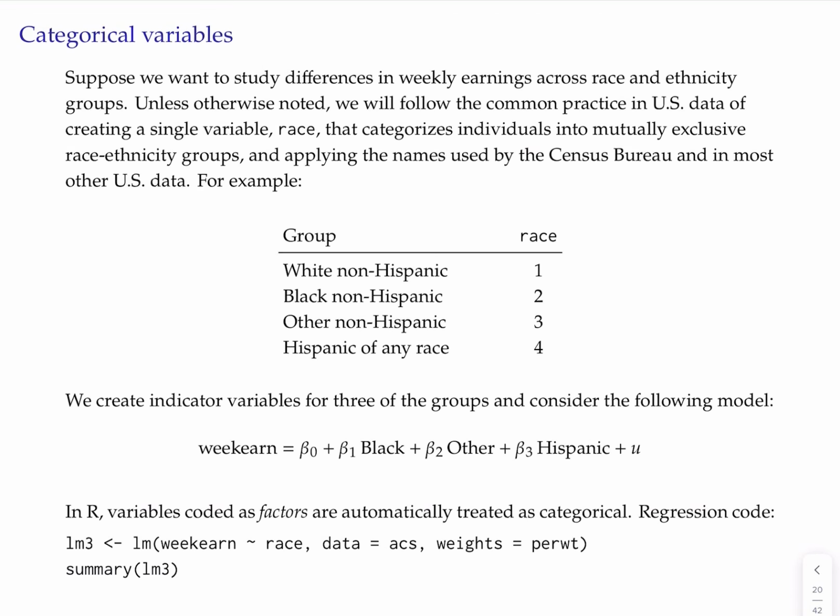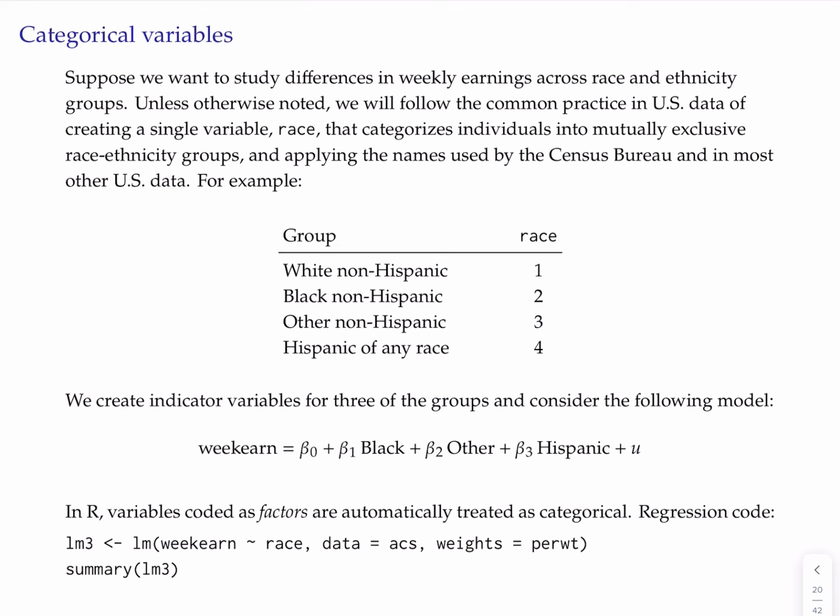In this video, we'll look at regression with categorical variables on the right-hand side, and then also interaction terms between two variables. So let's say, starting with categorical variables here, we want to study differences in weekly earnings across race ethnicity groups. So here's a common way this is done in US data.